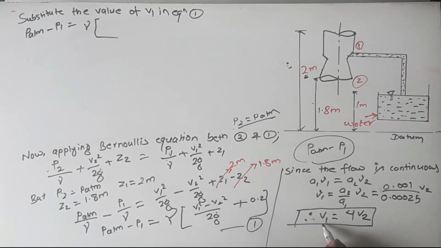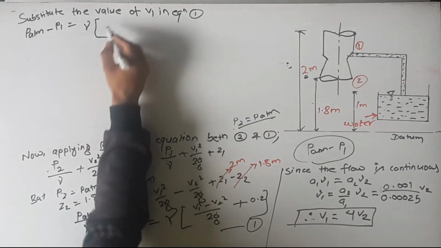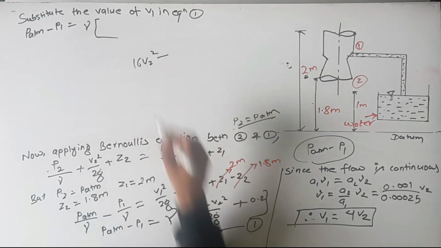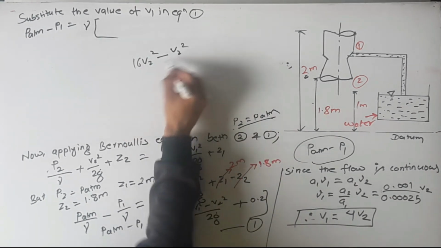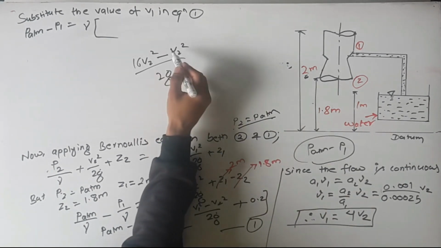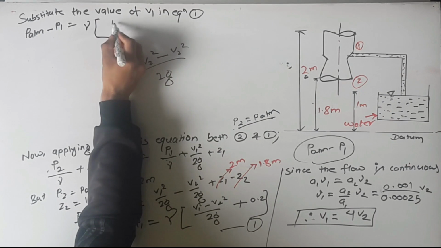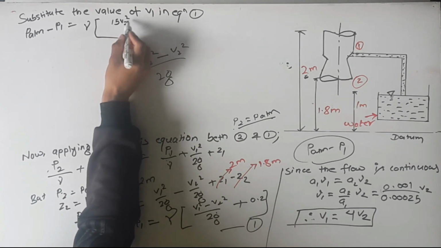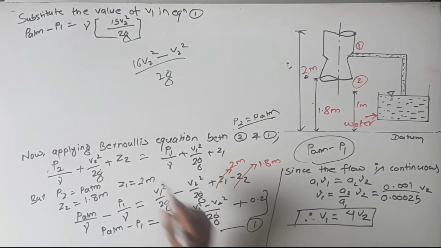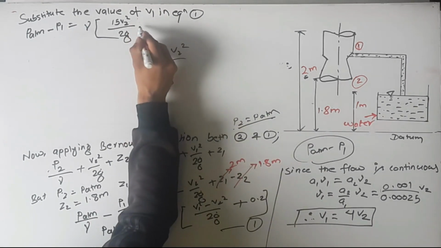V1 square. In place of V1 square, we can write (4V2) whole square, which means 16 V2 square, minus V2 square. This is equal to 16 minus 1, which is 15 V2 square, upon 2G, plus 0.2 is remaining.